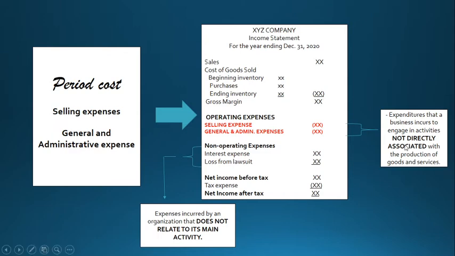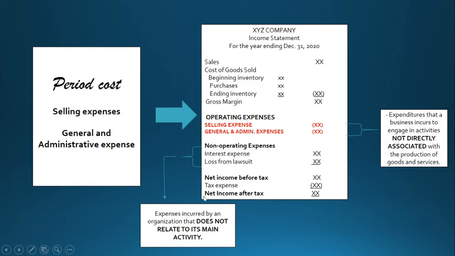So, ang operating expenses, which is the selling expense and the general administrative expense, these are expenditures that the business incurs to engage in activities not directly associated with the production of goods and services. So, ito yung mga expenses na necessary that a business incurs through its normal business operations. So, ito yung mga necessary at unavoidable sa isang business.